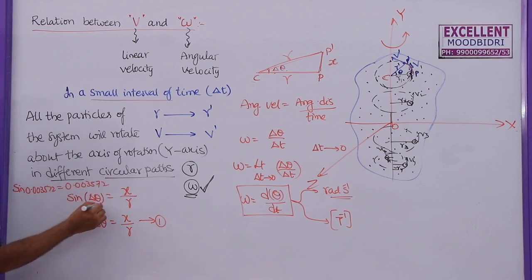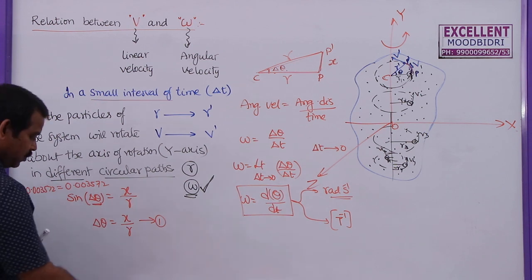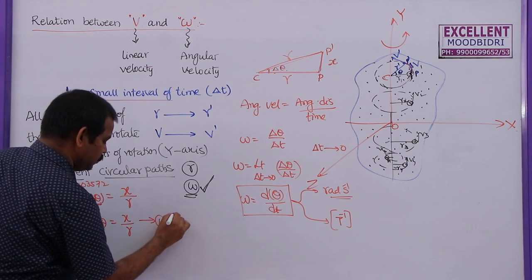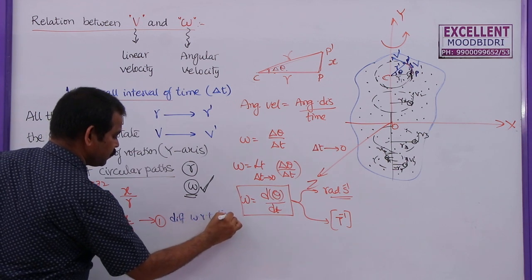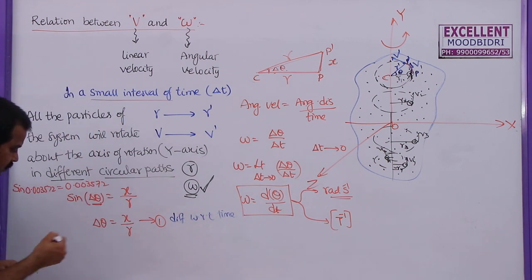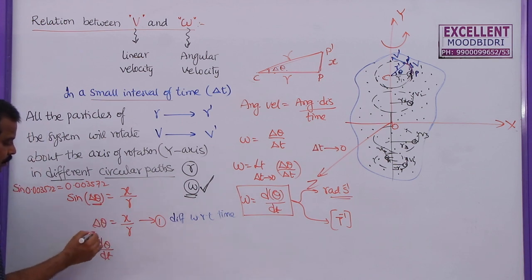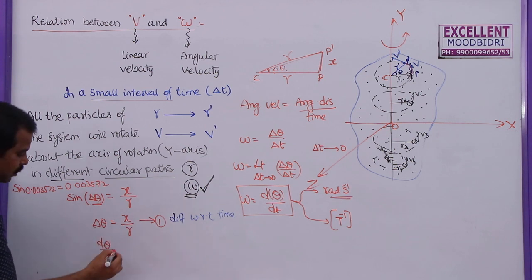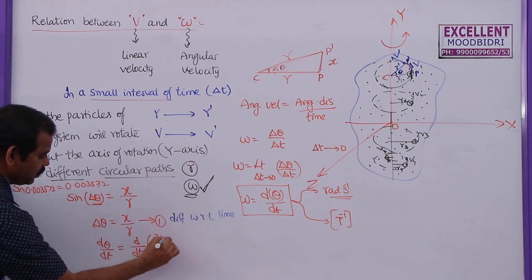If this is measured in radians, and if theta is very small, sin delta theta will become delta theta. This is equation 1. Now you differentiate this with respect to time. When delta t is very small, delta theta by delta t becomes d theta by dt, which equals d by dt of x by r.